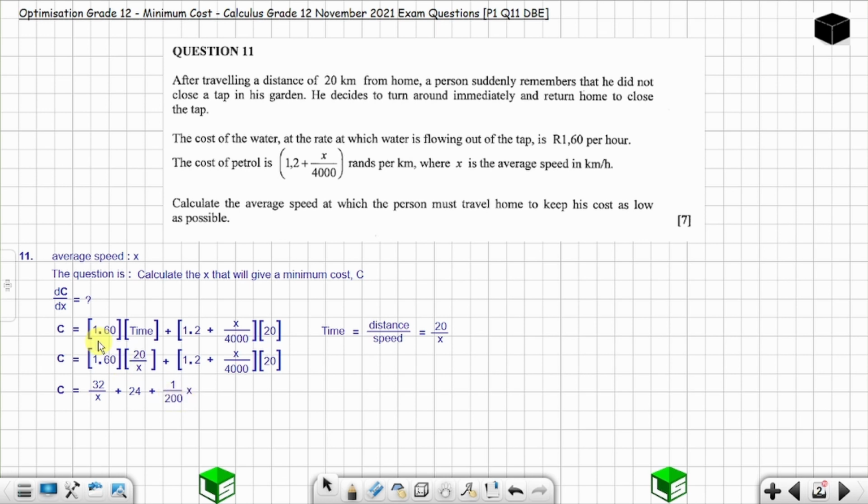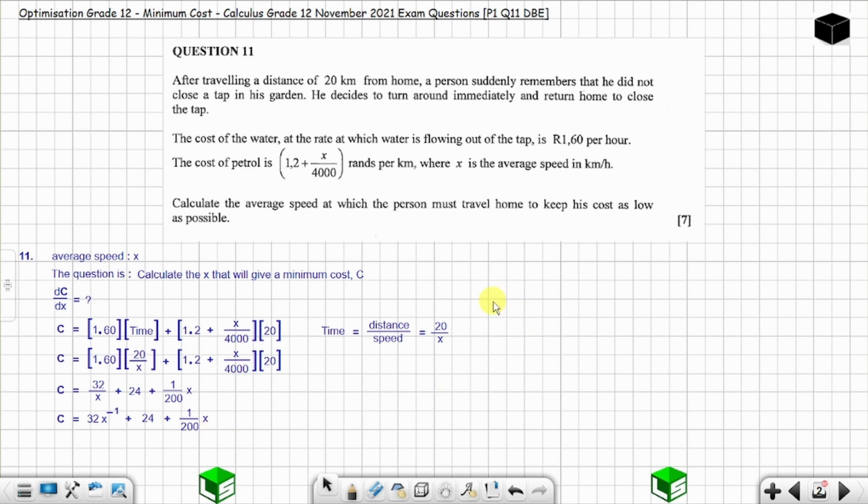Now, we can take the derivative of the cost with respect to x. You don't want to have x at the bottom. Before you can take the derivative, you want to have x at the top. So the cost is equal to 32 times x to the power of negative 1, plus 24, and then plus 1 over 200 times x.